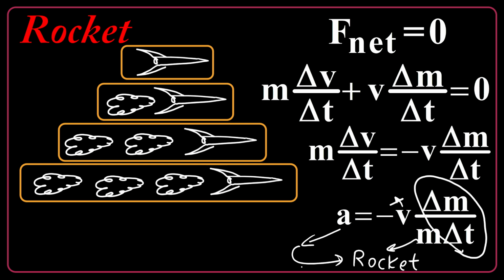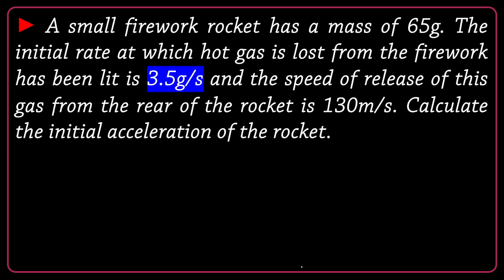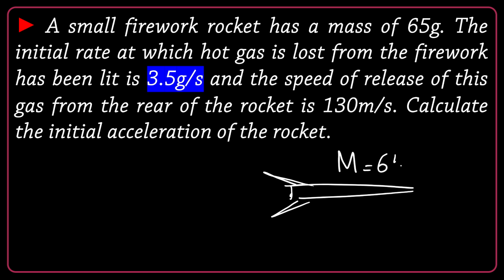Be very careful. Now let's consider a problem and solve it and then learn it deeply. A small firework rocket has a mass of 65 grams. So let's say there is a small firework rocket. The mass of that is 65 grams. The initial rate at which hot gas is lost from the firework once it has been lit is 3.5 grams per second. And the speed of the release of this gas from the rear of the rocket is 130 meters per second.